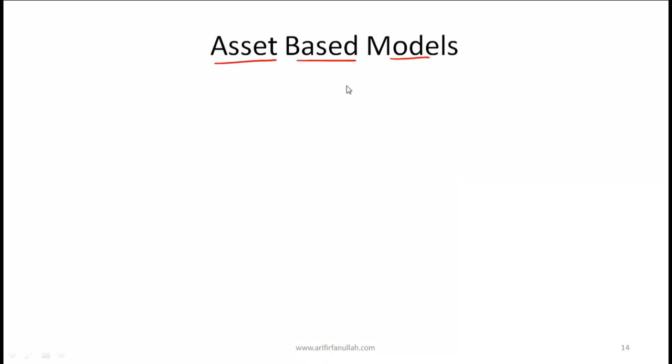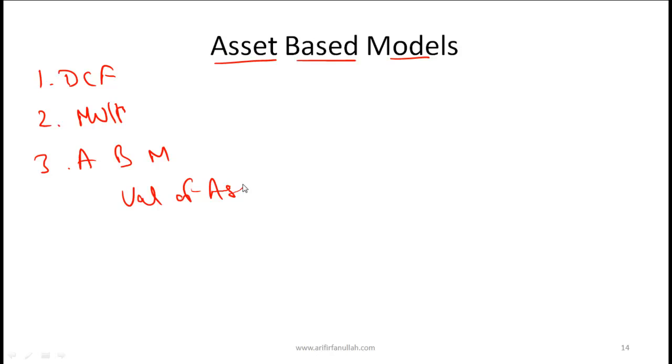Asset-based models. So as a quick high-level recap, we have talked about 3 kinds of valuation models. The first kind was based on discounted cash flow, the second kind was based on multiples, and now a third category is asset-based models. In asset-based models, conceptually these are very straightforward. All we are saying here is that valuation is based on the value of assets. So value of assets minus the value of liabilities gives us the value of a company.